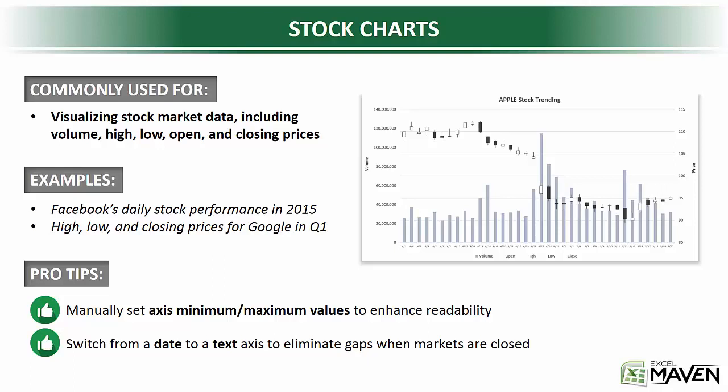Second pro tip, which is one that's really helpful not just for stock charts, is that you can actually switch your x-axis type from date to text to eliminate gaps when markets are closed. So by default, you'll see blank spaces on Saturdays and Sundays because there's no market activity. By changing from a date to a text axis, we can eliminate those. So let's head on over to our Excel workbook and I'll show you exactly what I mean.